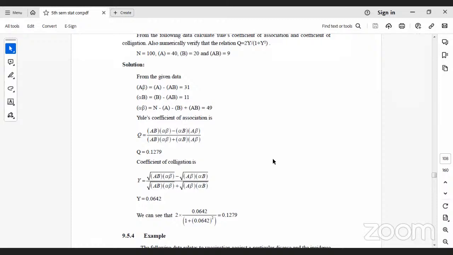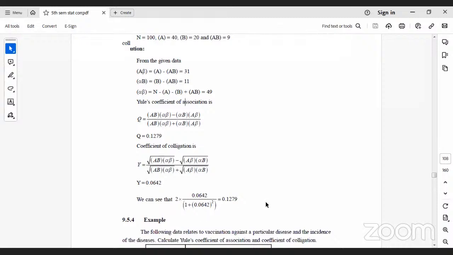Y value. Sir, 0.0553. 0.0553. So okay, once cross-check and you can use the relation 2 into Y by 1 plus Y square. The answer may come.